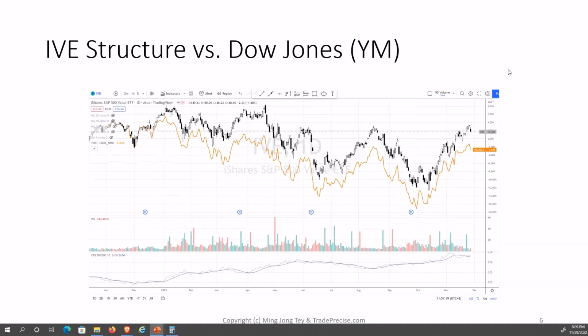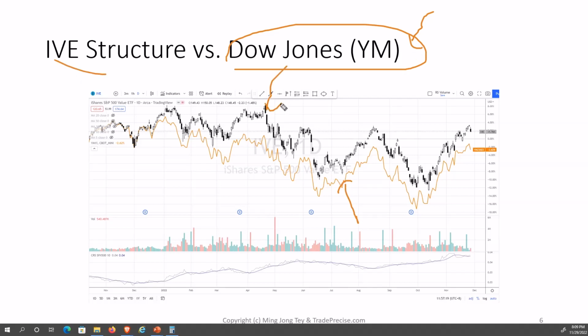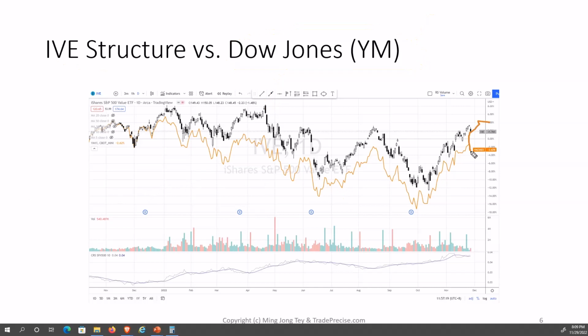And the next chart is the value, the IVE structure. I just compare it with the Dow Jones, so this is the futures, the YM. The orange line is the Dow Jones and IVE is the candlestick chart. The structure and almost every single swing is the same in this chart. The only difference right here is that IVE is probably plus 1.8% since November until today, but Dow Jones is slightly minus about 2.6%. But in terms of every single swing, going down, going up, it's almost the same. So for the value, you can also use these Dow Jones futures as a representation. From this, we can definitely tell there's a rotation going on since this year from growth into value.